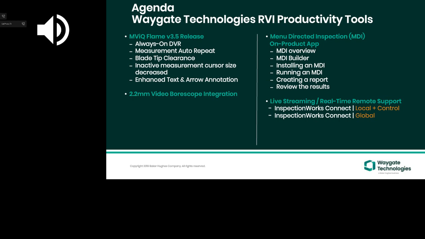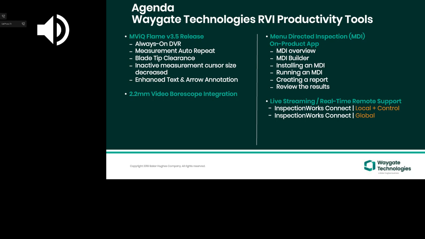We just released a new operating system for the Mentor Visual IQ flame-colored handset, and this 3.5 software is available now to download over the air on your device if you're connected wirelessly or hardwired. I'll talk some more about that in a minute. You can also go to our Inspection Works platform and download it.